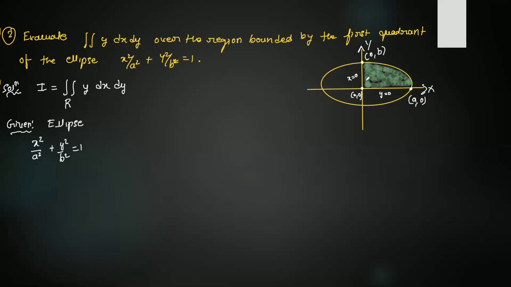Yes, this is our bounded region. Sir, the first quadrant always starts from the right and then it goes clockwise. Yes. Like this: first, second, third, and fourth. Okay, sir. Thank you.